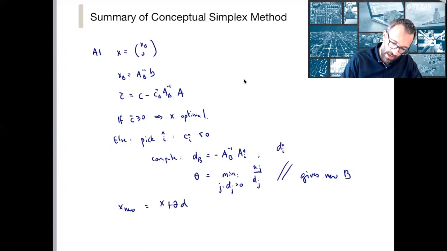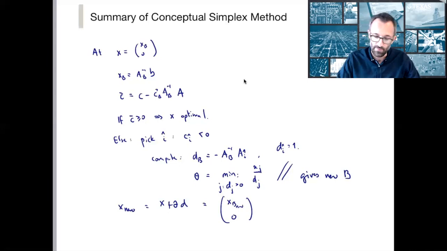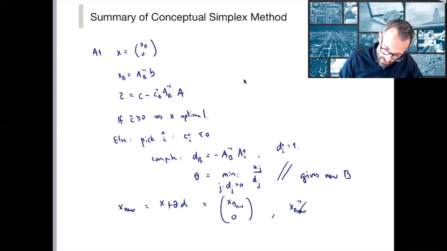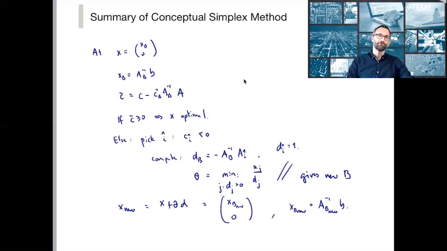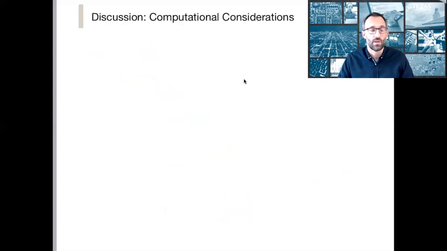Again, d_i hat is equal to 1 here, which is equal to x_B new, 0, where x_B new is B new inverse times b. Sorry, x_B new is equal to B new inverse times b. This is conceptual because we're just describing the basics and not giving the specific algorithmic mechanics of the simplex method.